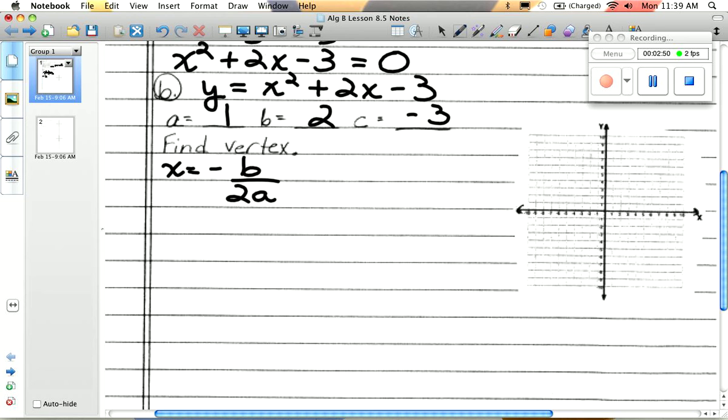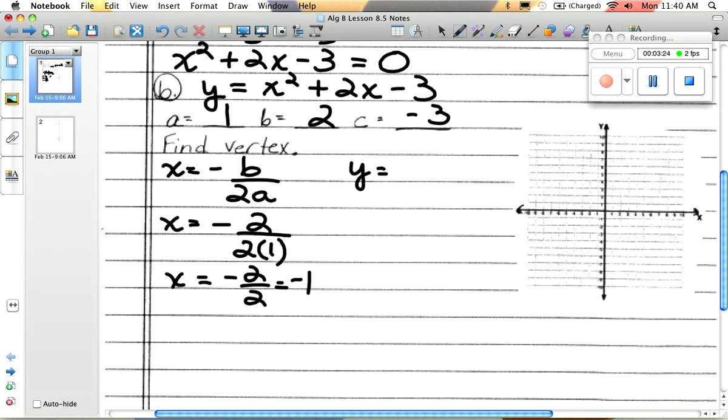So we will substitute into that little formula. We're going to put a 2 in for our b, and a 1 in for our a. And we have a negative 2 over 2, which is what? Negative 1. So we're finding the vertex. We now have to find the y value of our vertex.